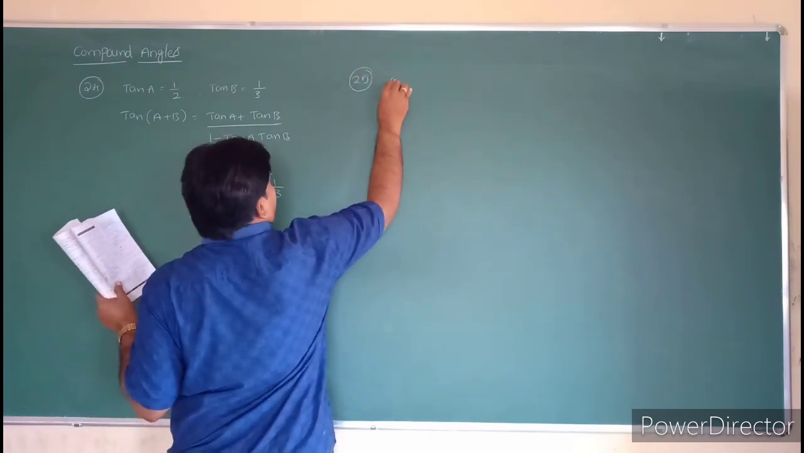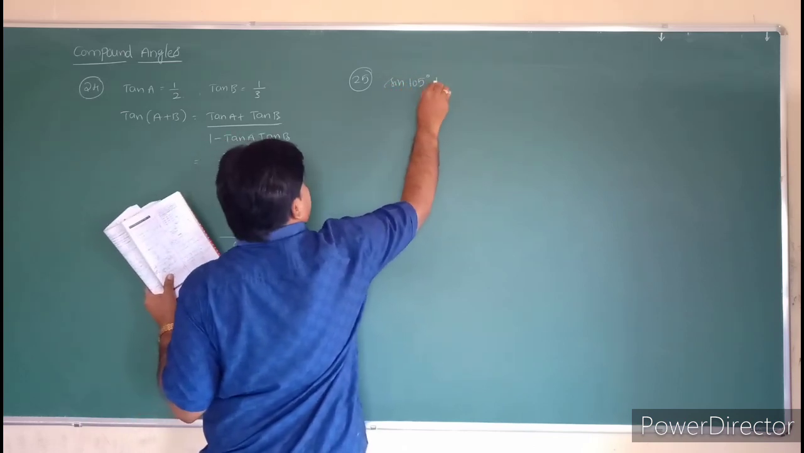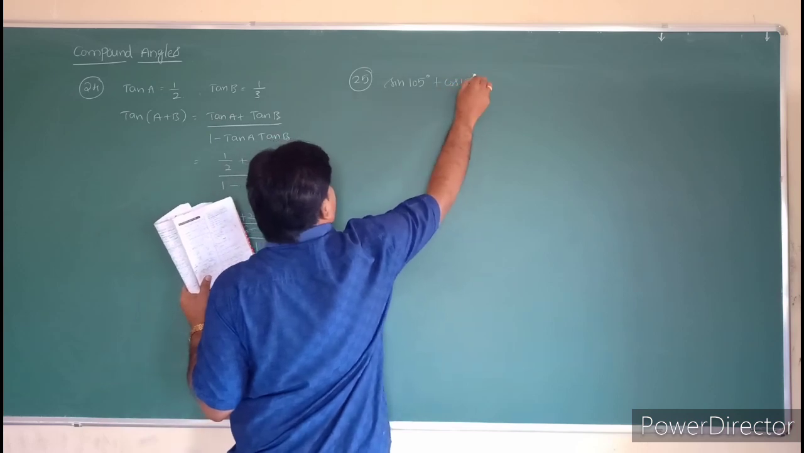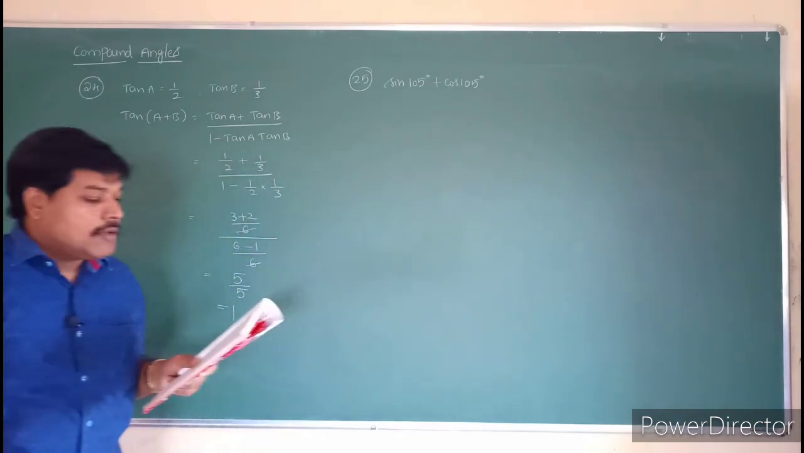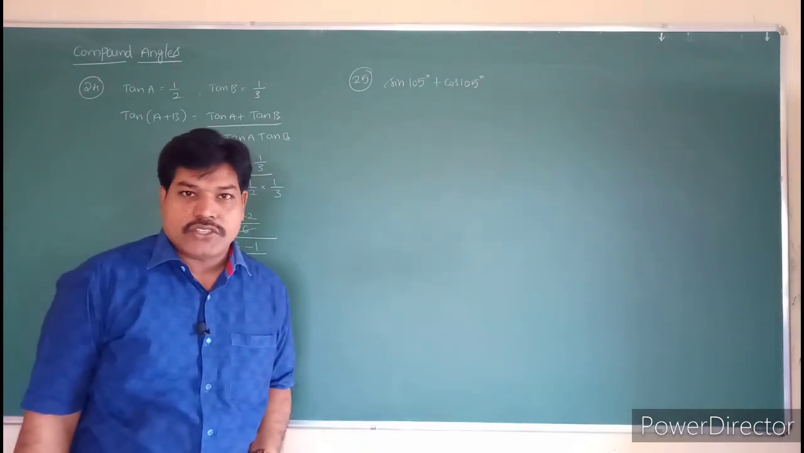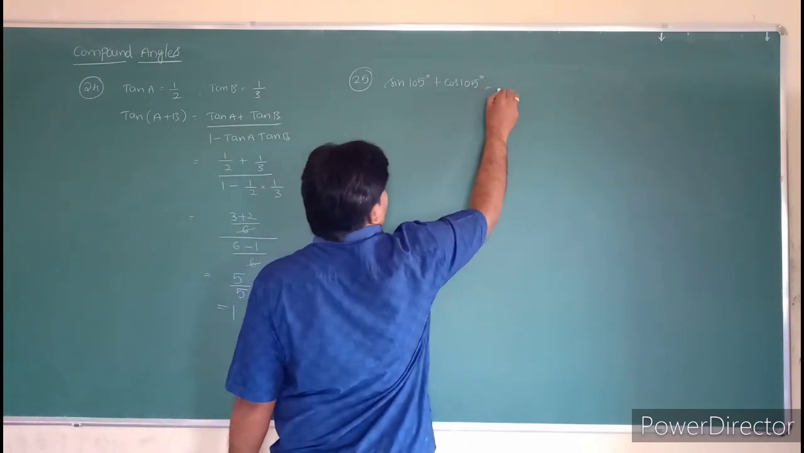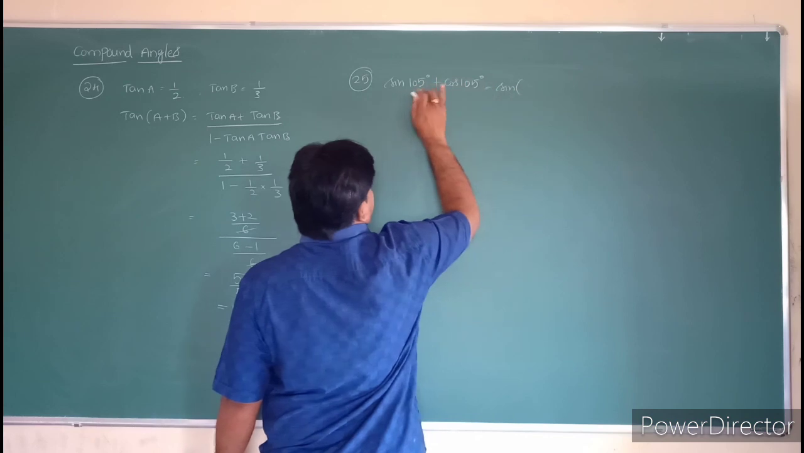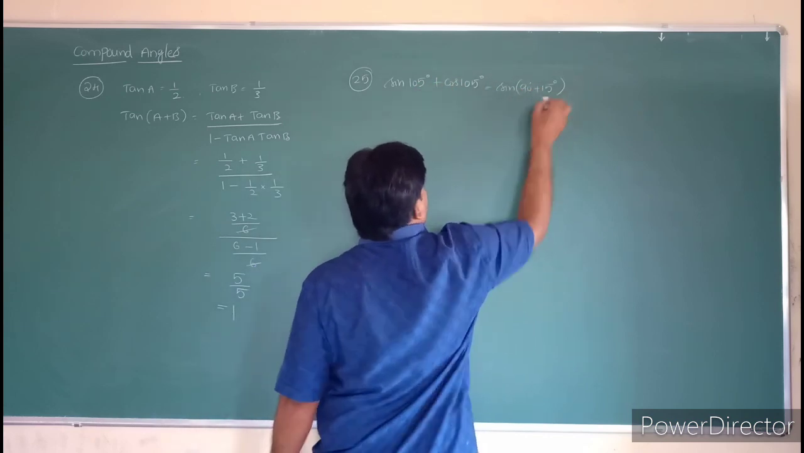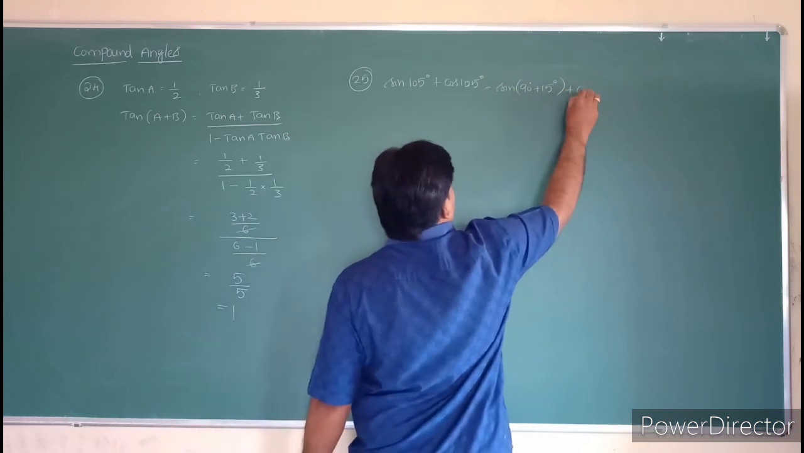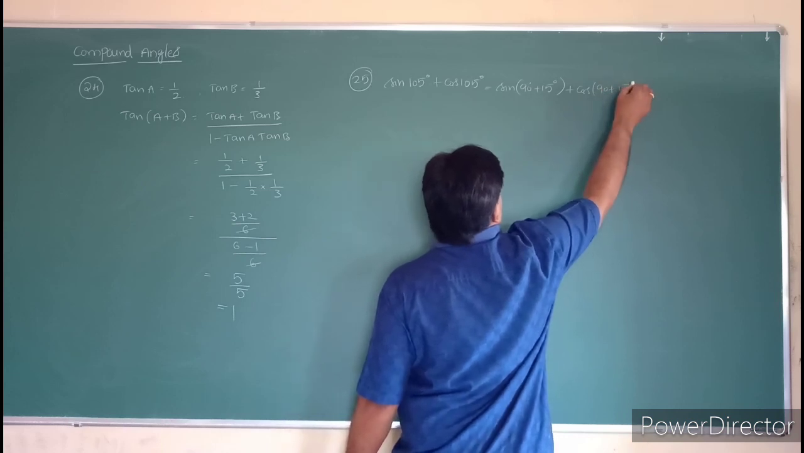Sin 105 degrees plus cos 105 degrees. So see this question, students. Sin 105 is nothing but sin of, how can you write this 105? That is 90 plus 15 degrees. Yes or no? And cos 105, you can write as 90 plus 15 degrees.